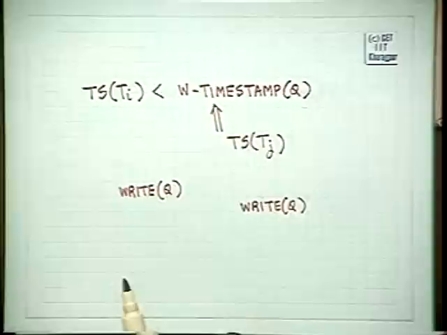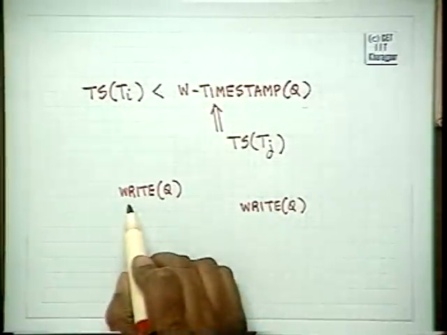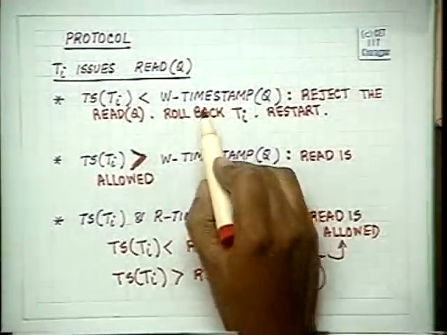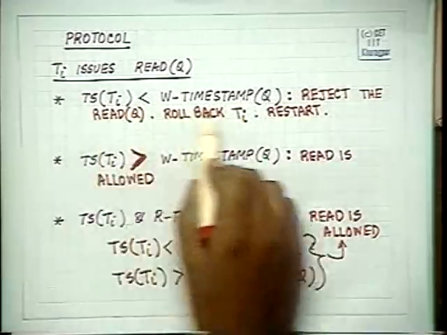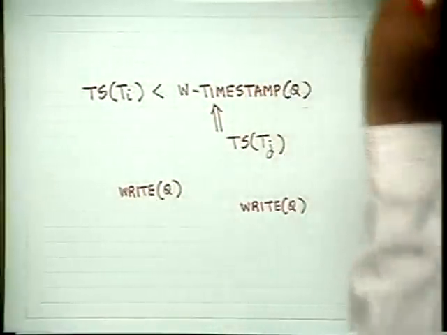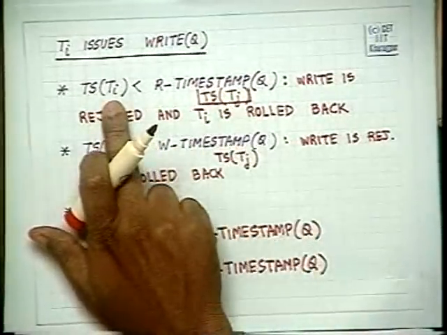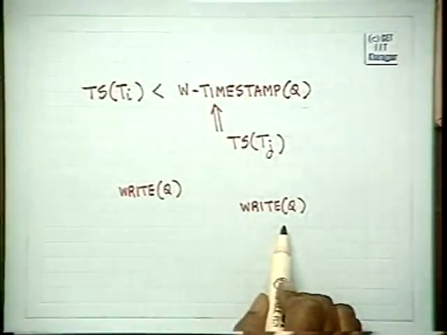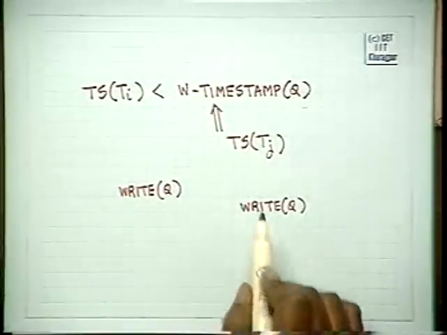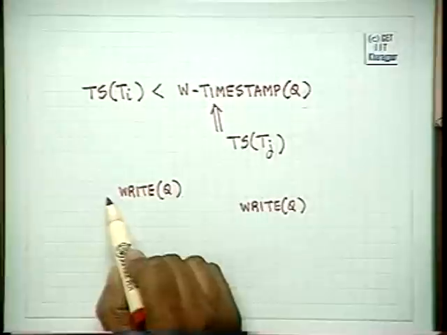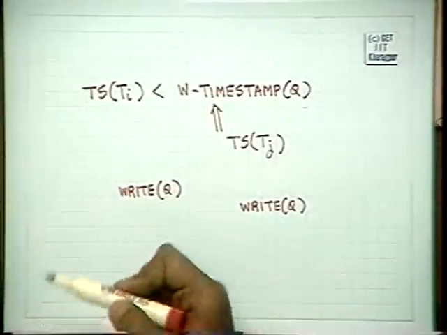The other situations in which TJ has written earlier and TI tries to read will be checked here. If TJ has written and TI tries to read, it will be checked here. Or TJ has read and TI tries to write, it will be checked here. But if this is the only situation, then what we can say is that in TI we will not allow this write, but we will not roll back, we will just let it continue.